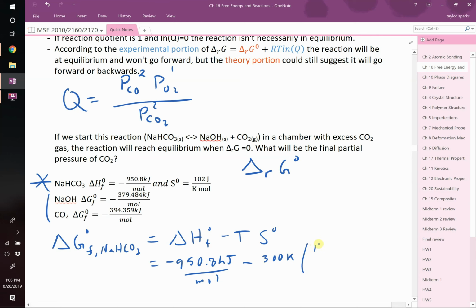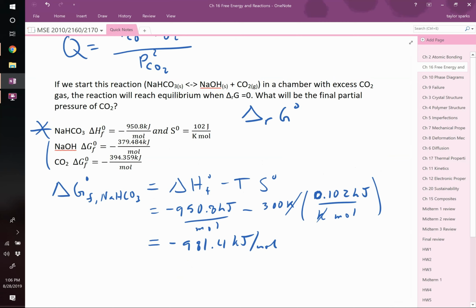I get negative 981.4. Anybody else getting that same thing? Because, good question, the reason I know it's Kelvin is because these delta G naught Fs, the naught for those means that it's at 300 Kelvin. Well, 298 Kelvin, I guess, is room temperature, but it's pretty close, right? That's room temperature, okay?